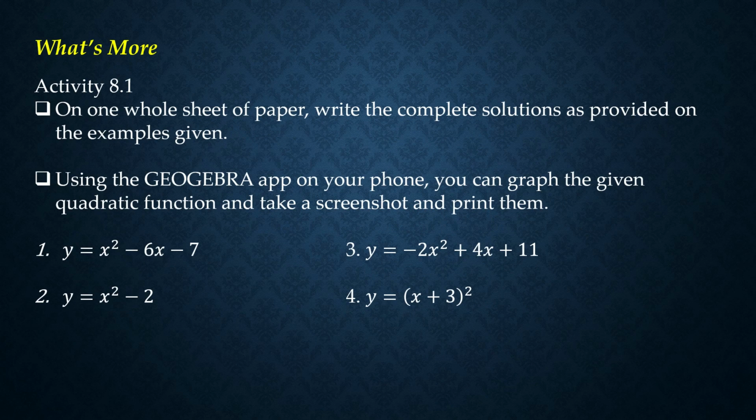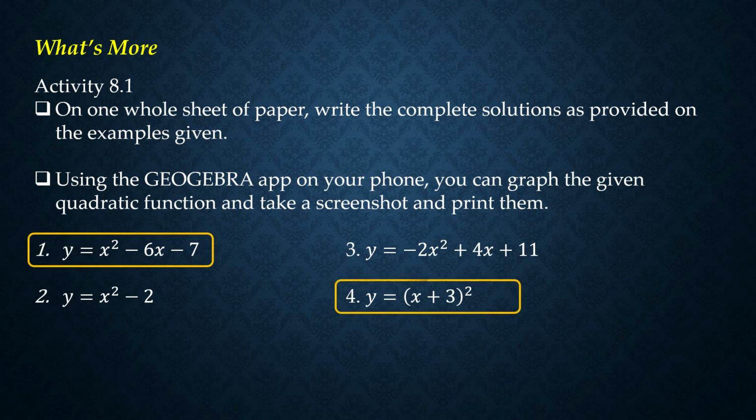For your activity, on activity 8.1, on a one-whole sheet of paper, you will write the complete solutions as provided in the examples in the module or this video presentation. I have told you to download the GeoGebra app on your phone, laptop, or any gadget that you have, so you can easily graph the given quadratic function, take a screenshot, and print it. Attach it to the solution written on the one whole sheet of paper. We have 4 items but you will only answer item number 1 and item number 4. Okay?